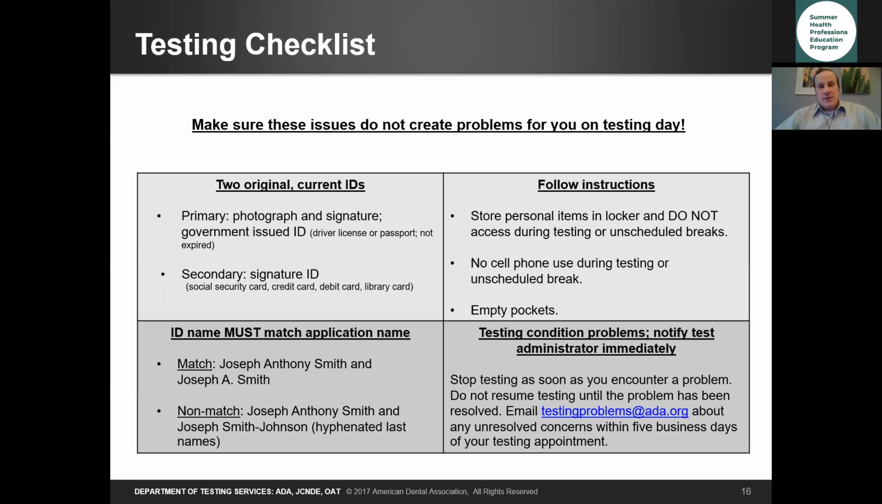This is the checklist that we put together just to make sure that on test day, you are not going to run into any problems.